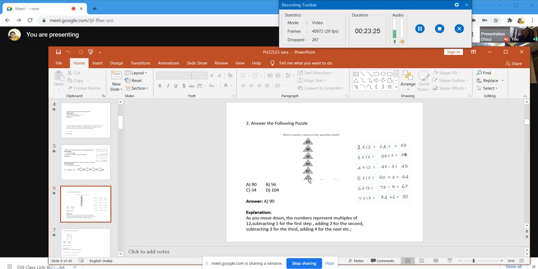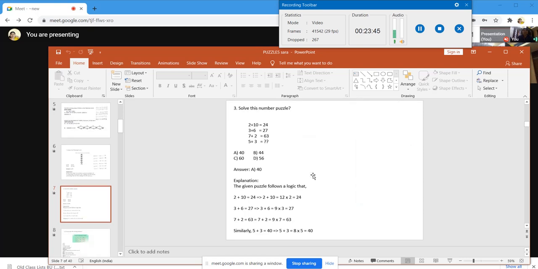So we can say that 2 into 12, 3 into 12, 4 into 12, 5 into 12, 6 into 12, 7 into 12, and that is followed by subtraction and addition: minus 1, plus 2, minus 3, plus 4. Odd numbers are subtracted, even numbers are added. So the last answer is 90. So you just think over it and you could find out the answers.